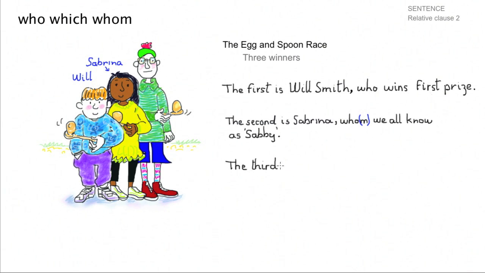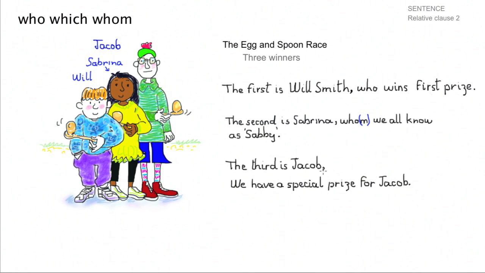The third is Jacob. And I'll just write Jacob up the top there so that I think you know who he is by now, but there he is. The third is Jacob, and I'll write a second sentence about Jacob. We have a special prize for Jacob. Now this one is a little different from the other two.